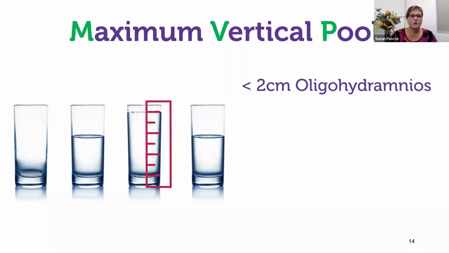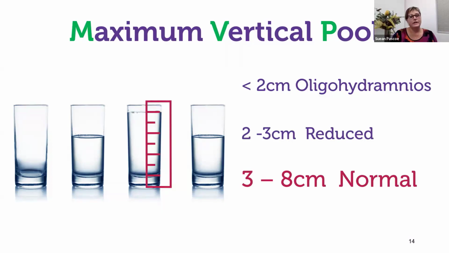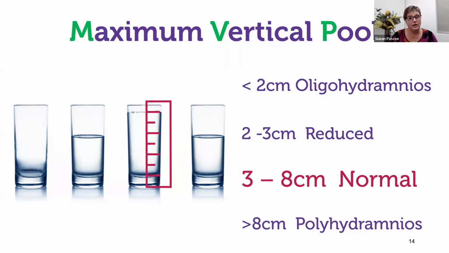If the maximum vertical pool is less than 2 centimeters, it's oligohydramnios. If it's 2 to 3 centimeters, it's reduced. 3 to 8 centimeters is in the normal range, and more than 8 centimeters in any single spot is considered polyhydramnios.